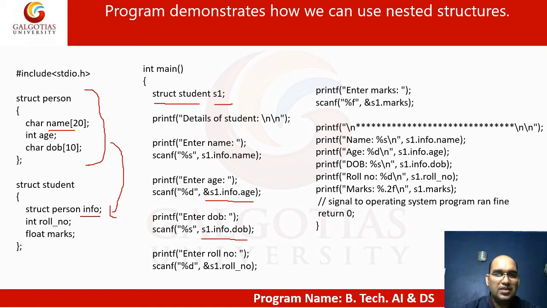Now the next one is your roll number. So roll number is just inside the struct student. So s1.rollnumber, and the next one is marks. So s1.marks, right? So if you want to print all this information, then simply we write printf name percentage s, s1.info.name, then s1.info.age, s1.info.dob, s1.rollnumber and s1.marks, right? And then return 0, which is generally used to signal to the operating system that everything ran fine.